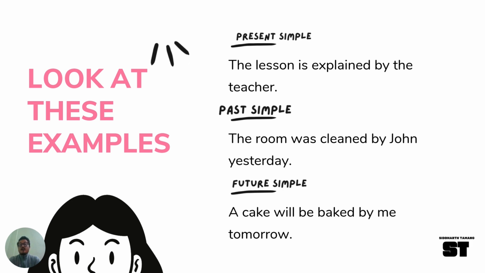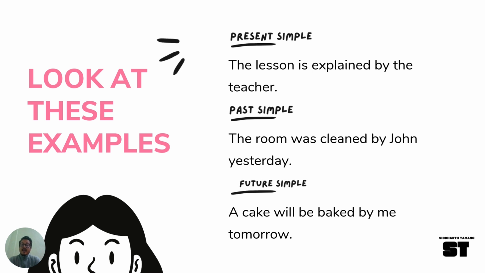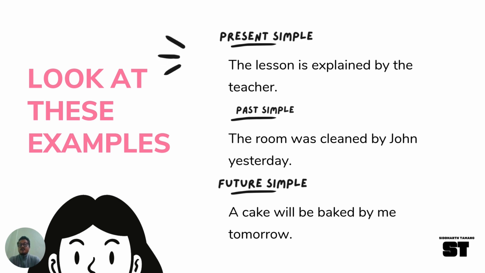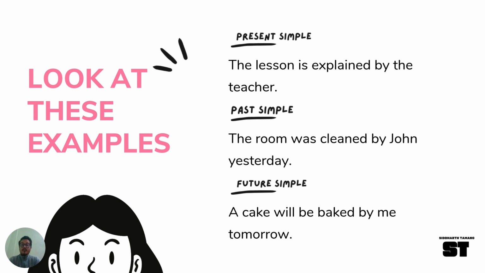Future simple. A cake will be baked by me tomorrow. The receiver of the action, that is a cake, starts the sentence, and the agent who performs the action ends the sentence. Who in this example is yourself. This shows that passive voice is used when the action is more important than the doer of the action.